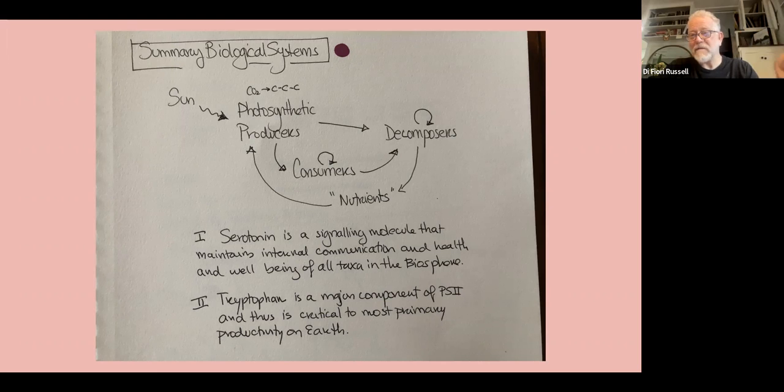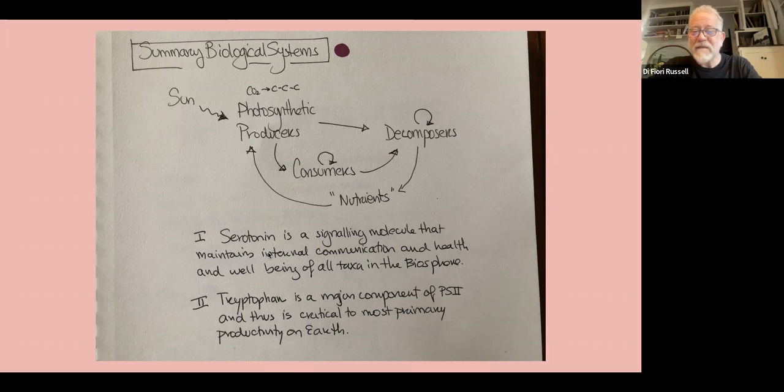The energy that comes in through the electromagnetic radiation is actually expelled as heat through this process. So the energy flows through the system and the matter is generally recycled. Now, that's the general pattern. The question is, how does serotonin fit into that? So I wrote down two notes here.